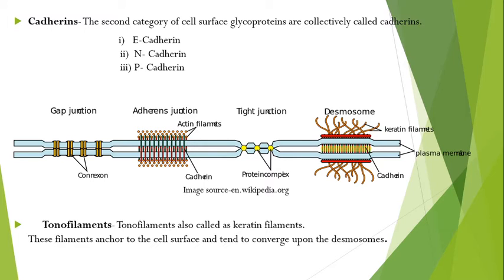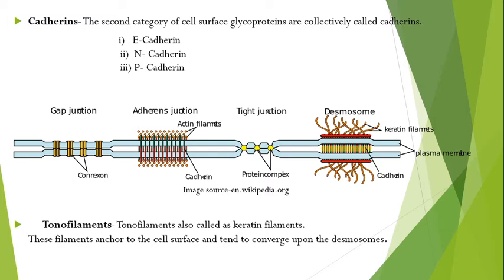NCAM, capital N C A M, operates in early embryonic development and is found on the surface of nerve cells and ganglia cells, and causes them to stick together by a calcium-independent mechanism. In the diagram, in the earlier lecture we discussed gap junctions and tight junctions. Today we start with desmosomes and the adherent junction. Adherent junctions involve the cadherins.